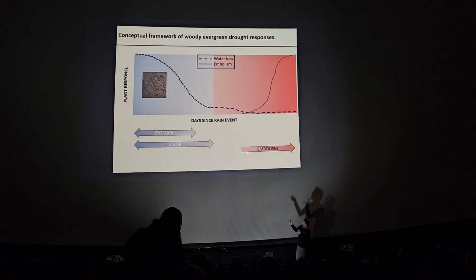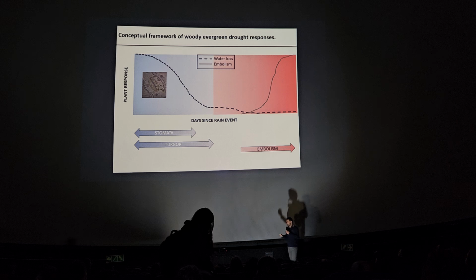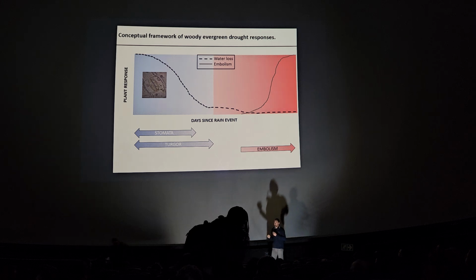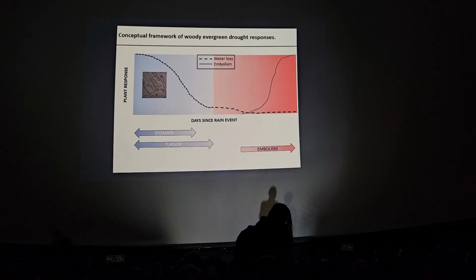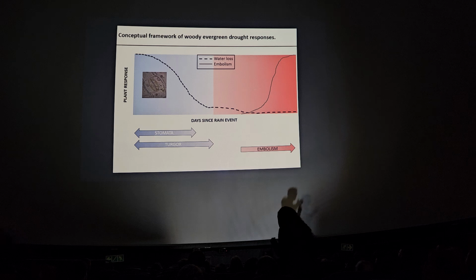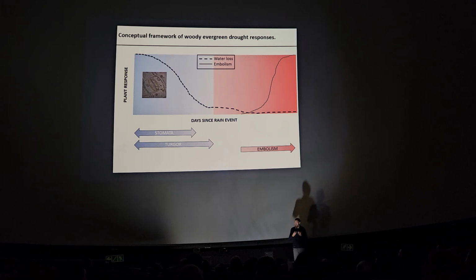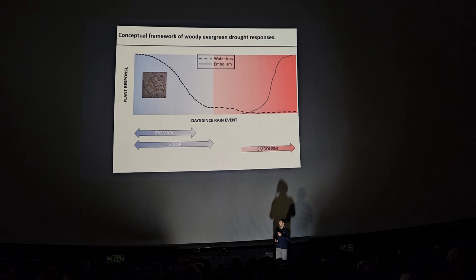The arrow here is one-sided. It's non-recoverable. Once the plants embolize, once air is introduced into the pipes, they don't have a heart, they can't pump water, much like us, they can't pump blood, they can't overcome a loss of attachment of the water column. So that's a critical threshold that the plants are trying to avoid during a drought event.